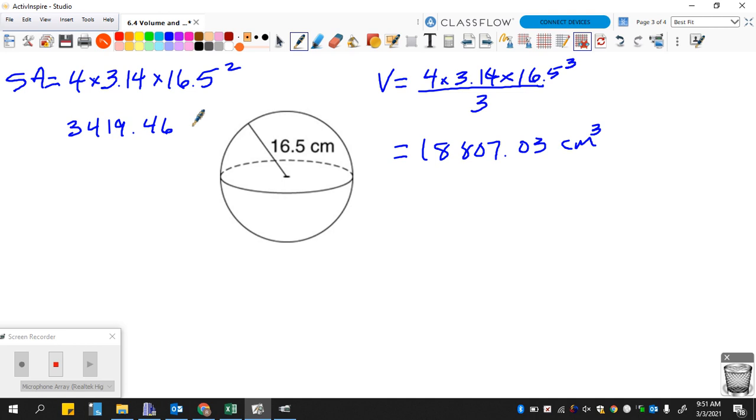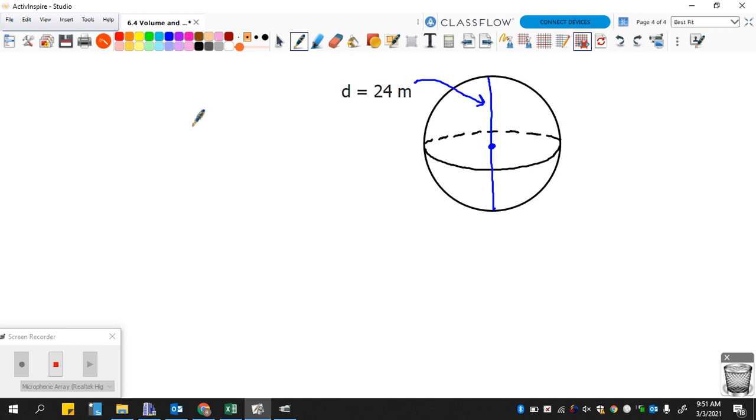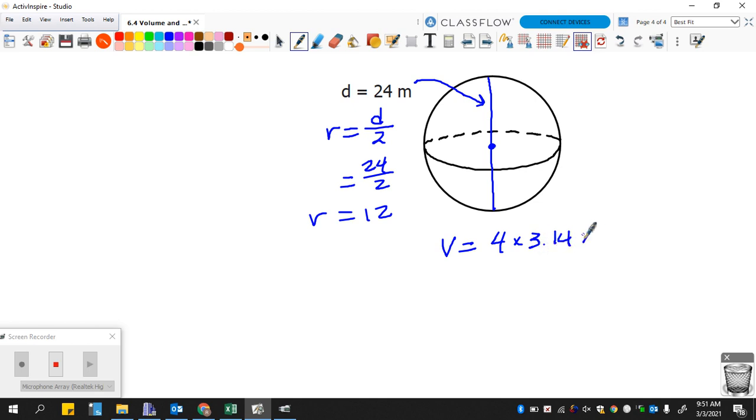And then the last problem that we're going to do. Okay, now the difference here is that we're given the diameter. Okay, so remember the radius is equal to the diameter divided by 2. So in this case, it'd be 24 divided by 2, which is equal to 12. Okay, and so we're going to say the volume is equal to 4 times 3.14 times the radius, 12 to the third power, all of that divided by 3.